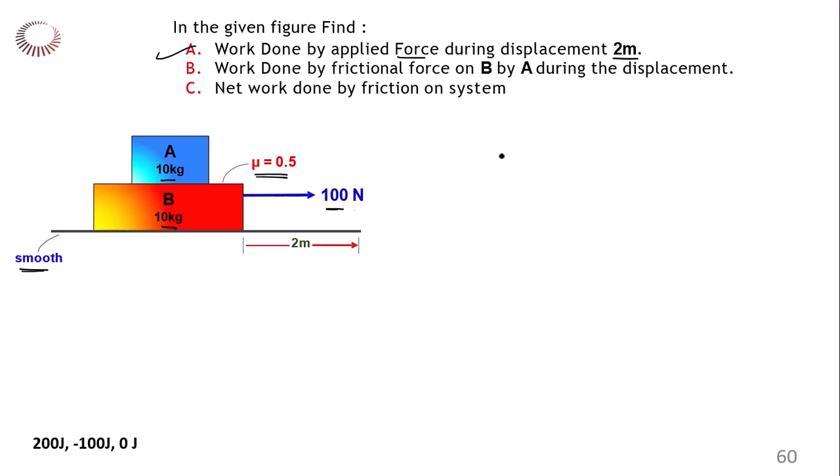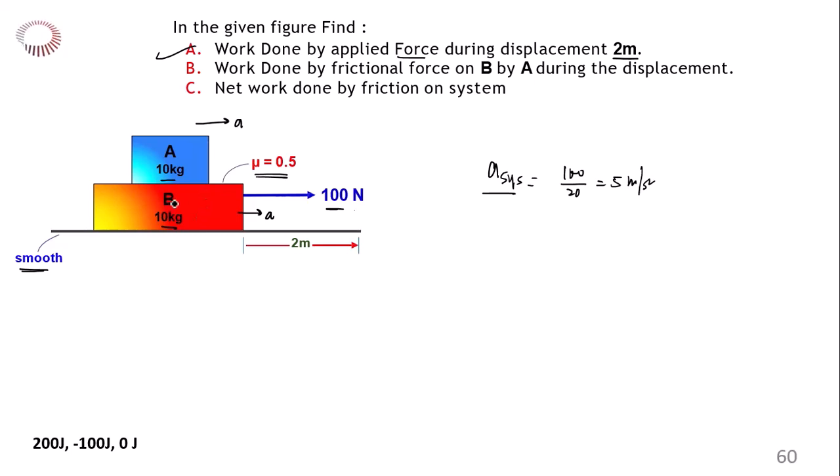So the acceleration for the system is how much? I am not considering the internal force of friction. So the acceleration for the system will be 100 by 20, which is 5 meter per second squared. Now, because of this acceleration, what is the force that comes inside? A body has the acceleration in this direction, B also has the same acceleration in the same direction.